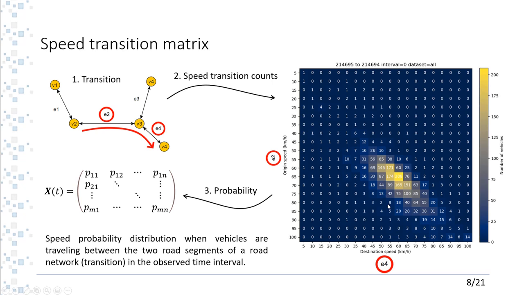In this example, we can see that 208 vehicles had the origin speed 65 and destination speed 60. To take another example, only 10 vehicles had origin speed 55 and the destination speed 30. Then this number of vehicles, or frequency, we can transform to the probability. Then we get the final form of the speed transition matrix. So the speed transition matrix shows us the speed probability distribution when vehicles are traveling between the two road segments, so one transition in the observed time interval.